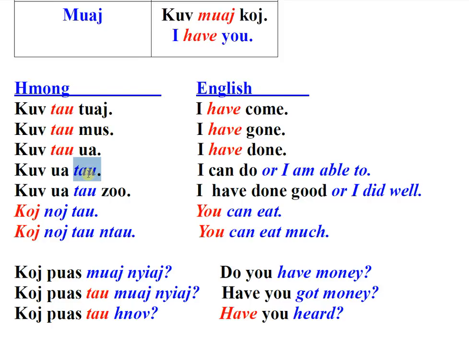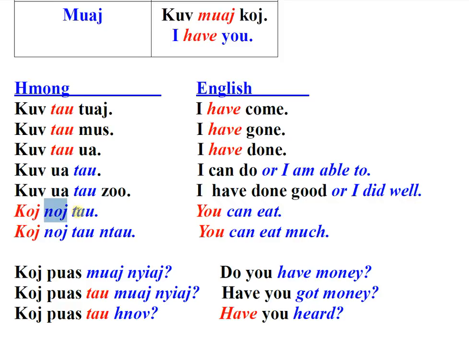Now, Tao means able to or can. So, Gu Wa Tao means I can do. The word Wa in this case is do. So, Gu Wa Tao, I can do or I am able to do. Gu Wa Tao Zhong. I have done good, or I did well.